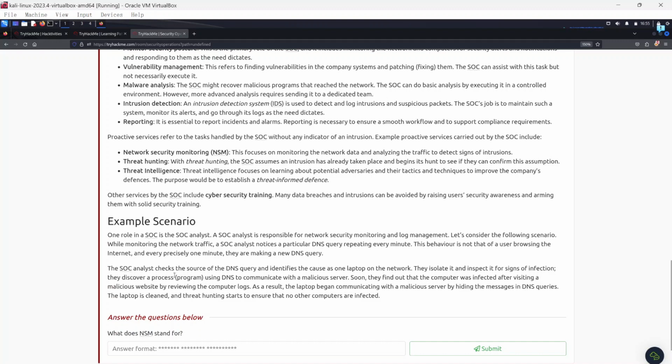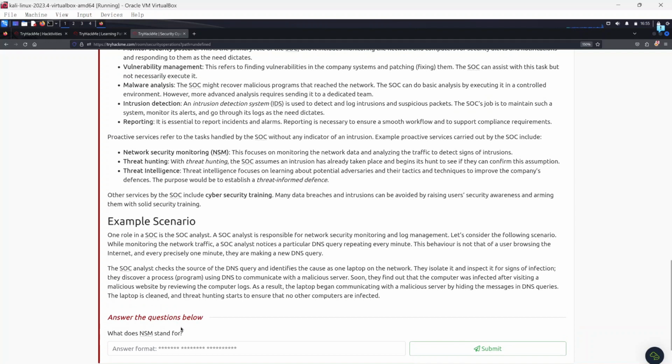Now, the SOC analyst checks the source of the DNS query and identifies the cause as one laptop on the network. They isolate it and inspect it for signs of infection. They discover a process or a program using DNS to communicate with a malicious server. Soon they find out that the computer was infected after visiting a malicious website by reviewing the computer logs. As a result, the laptop began communicating with a malicious server by hiding the messages in DNS queries. Now, the laptop is cleaned and threat hunting starts to ensure that no other computers are infected.